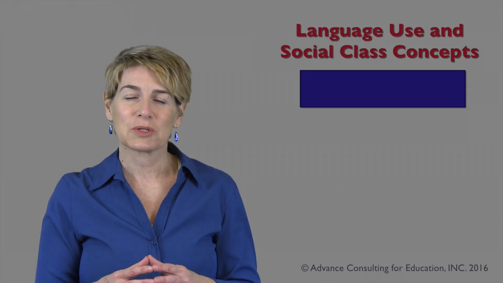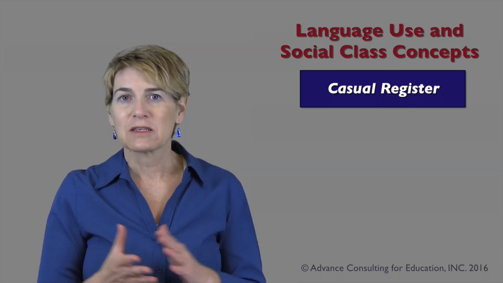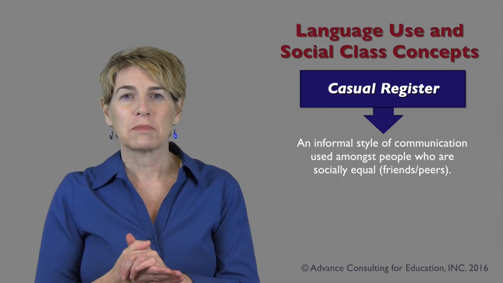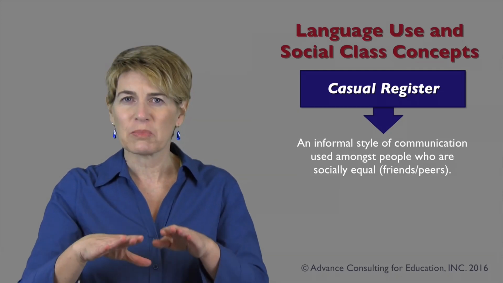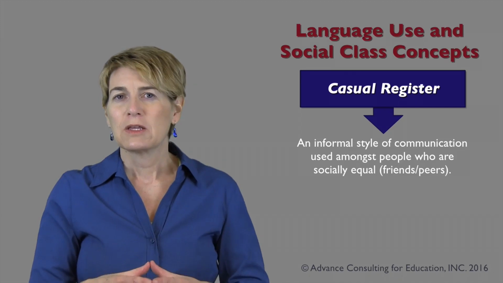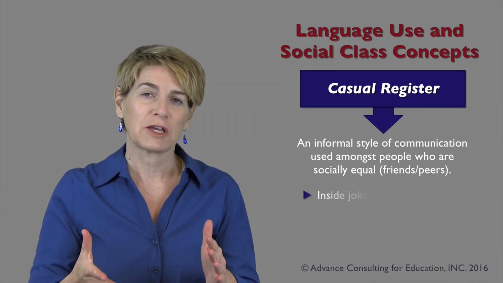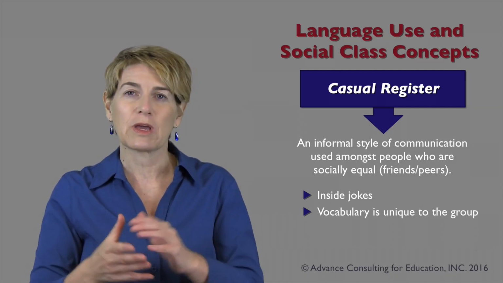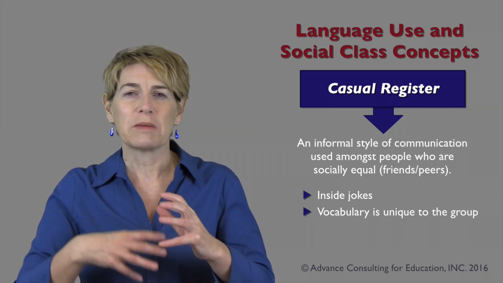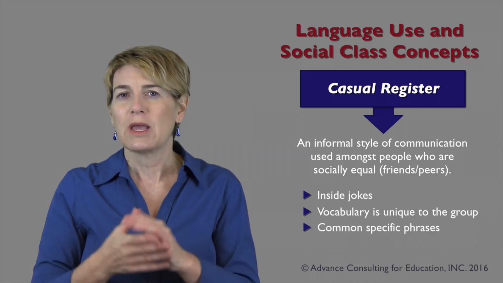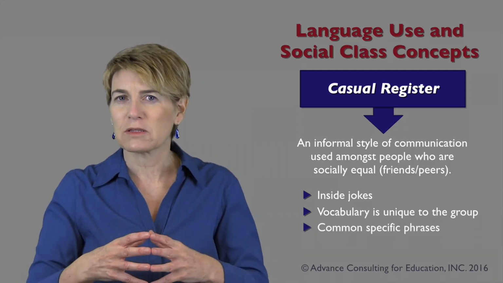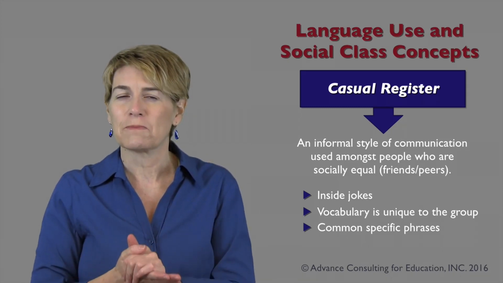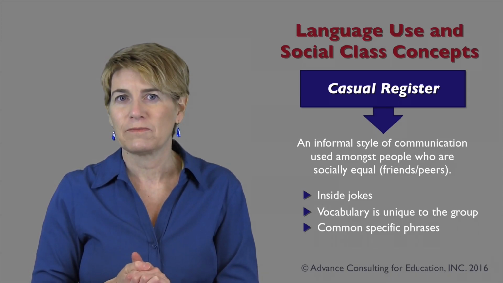The fourth layer of register is called casual register. And as this implies, it's a very informal style of communication, and it's used amongst very close friends and peers and people who are basically socially equal. So in casual register, there are lots of inside jokes. Vocabulary has been changed, so only the people who are part of this group know that particular vocabulary. There might be specific phrases that people like to use. Anything that indicates, okay, we're close friends and we're part of this nice, secret, very secure group of people and we trust each other. So that's the casual register.